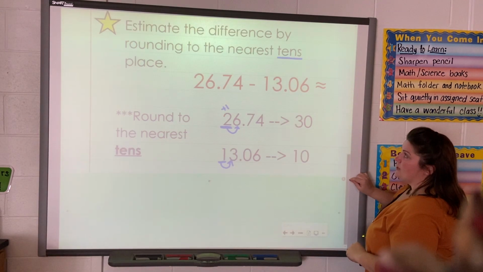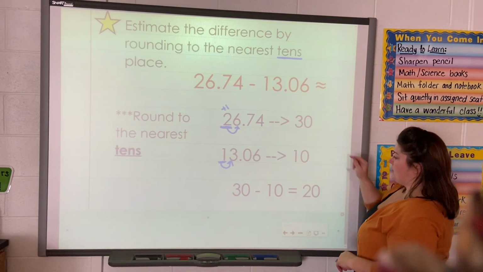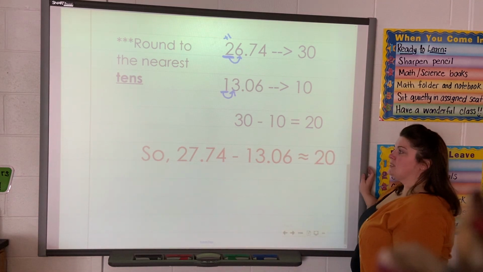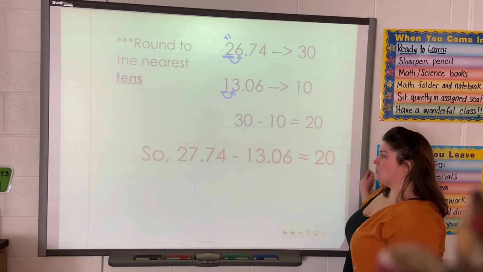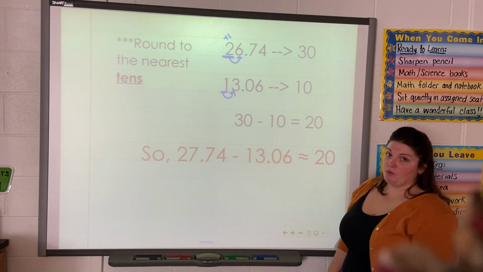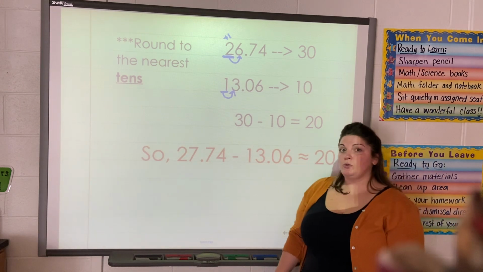Subtraction. So let's subtract these two parts. 30 minus 10 equals 20. So 27 and 74 hundredths minus 13 and 6 hundredths is about 20 if you round it by the nearest tens place. That concludes our notes.